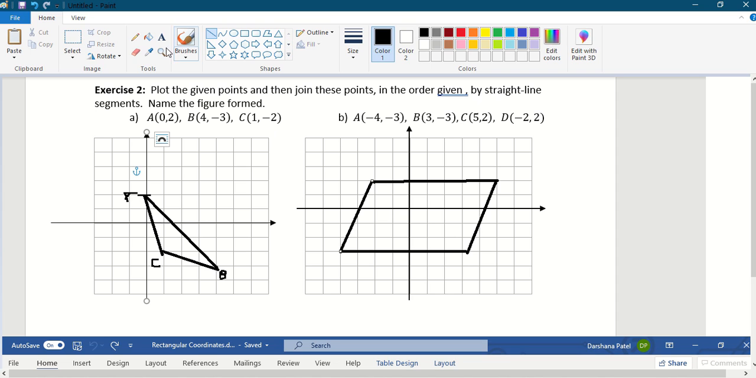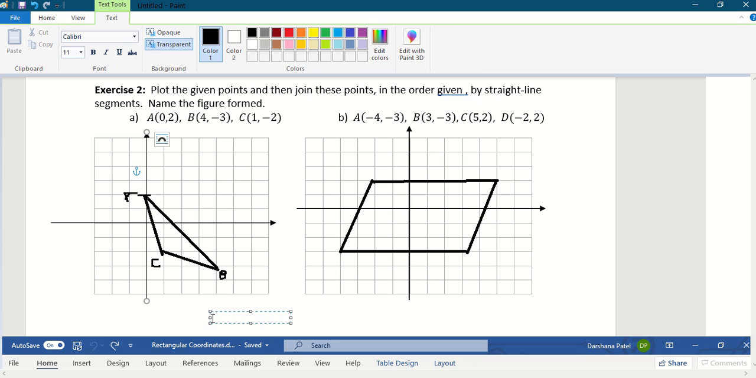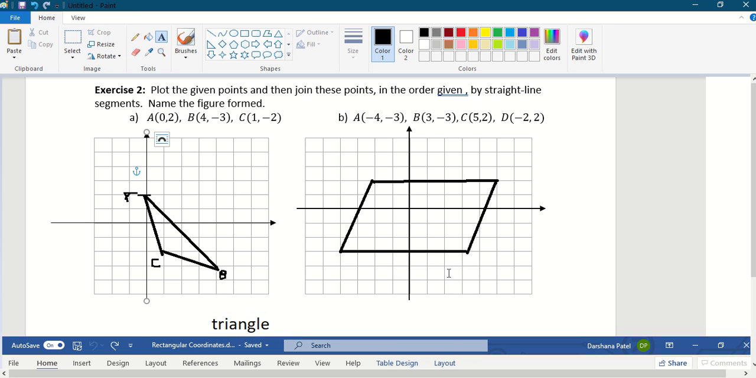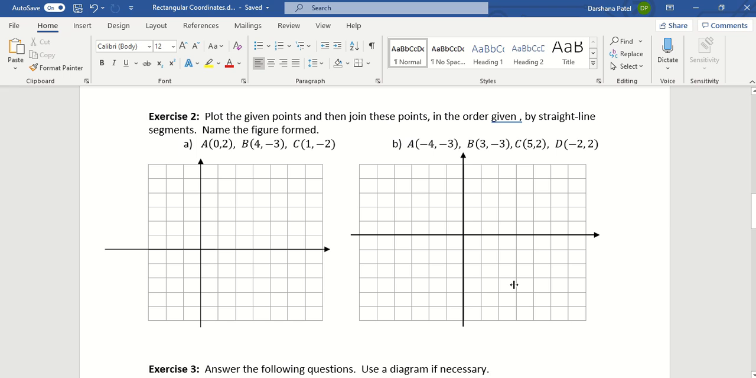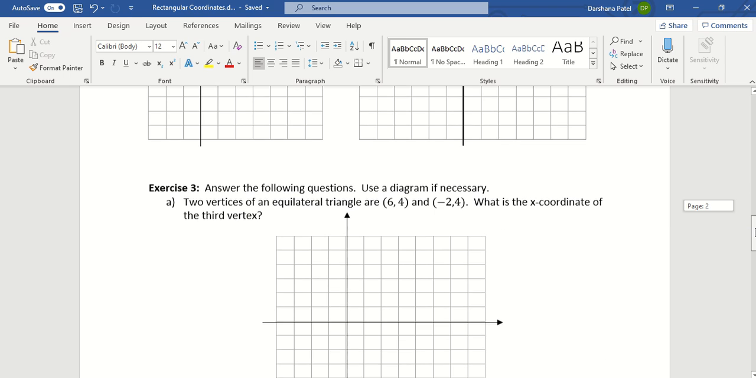So the first one was a triangle, and the second one right here is a parallelogram. That's question number 2. For 3, it says answer the following questions.